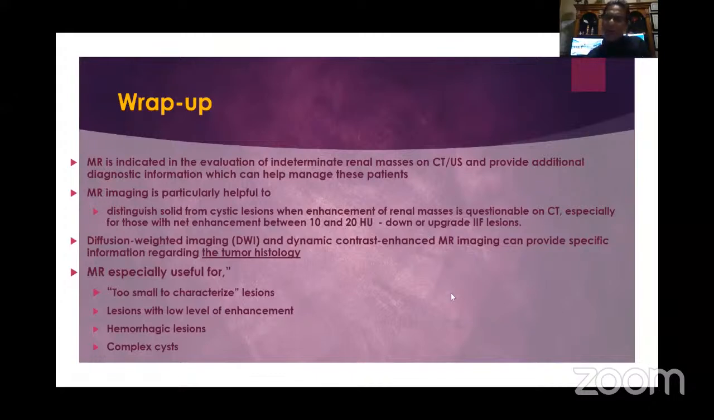So we can either upgrade or downgrade Bosniak 2F lesions so that these patients do not have to go for follow-up examination every 6 months to 1 year for 2.5 to 3 years. Diffusion-weighted imaging and dynamic contrast enhanced imaging can provide specific information regarding tumor histology and staging. MR is especially useful for too small to characterize lesions, lesions with low level of enhancement, hemorrhagic lesions, and complex cysts.